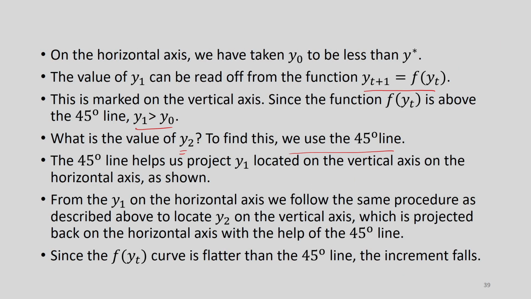So, that is what we have written here. From y1 on the horizontal axis, we follow the same procedure as described above to locate y2 on the vertical axis, which is projected back on the horizontal axis with the help of the 45-degree line. Since the f(y_t) curve is flatter than the 45-degree line, the increment falls. So, this is very critical, the last statement.